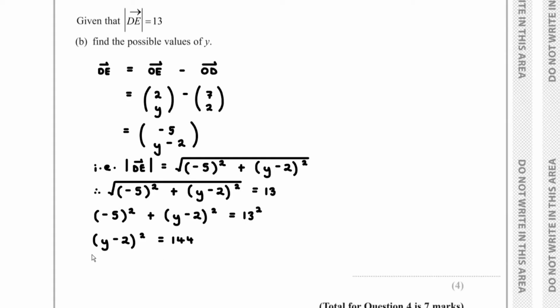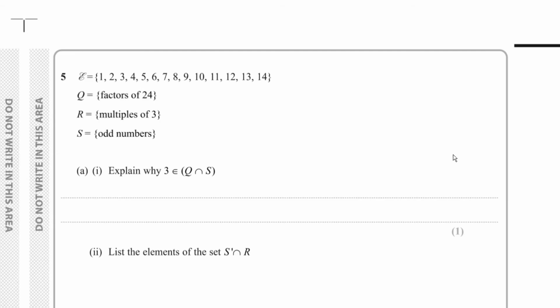So we have (y - 2) squared equals 144, and therefore, solving for y, y is equal to 2 plus or minus 12. So, y is equal to 2 minus 12, which is -10, and 2 plus 12, which is 14. So the possible values of y are -10 and 14.